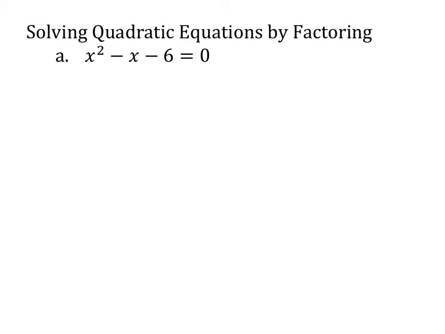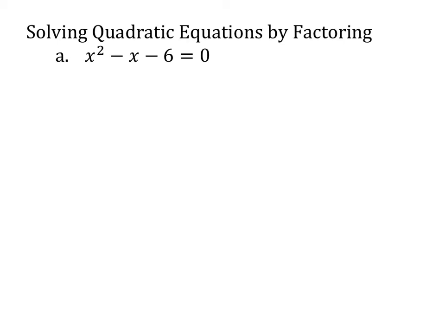So this one equals 0, and I have x squared, x, and then the number, so it's in standard form. From here I can work. What we're going to do is factor the left side so that it becomes a product of two binomials. Okay, so x squared minus x minus 6.